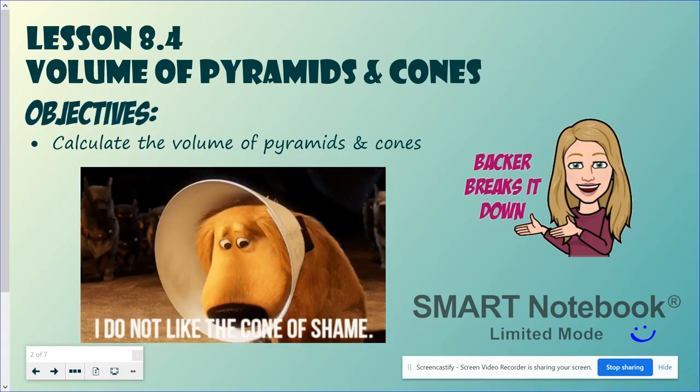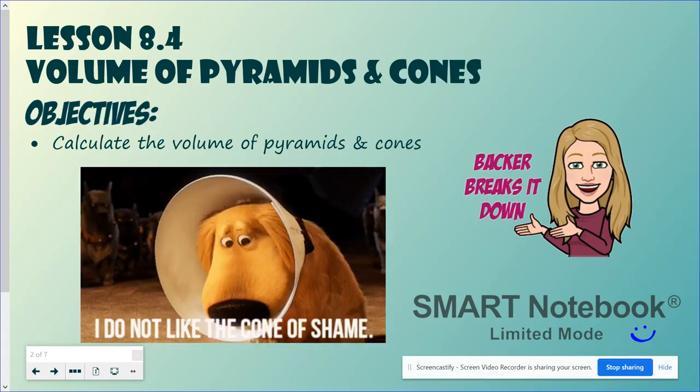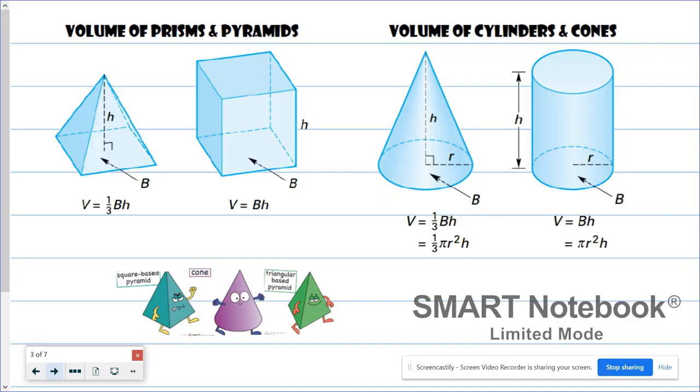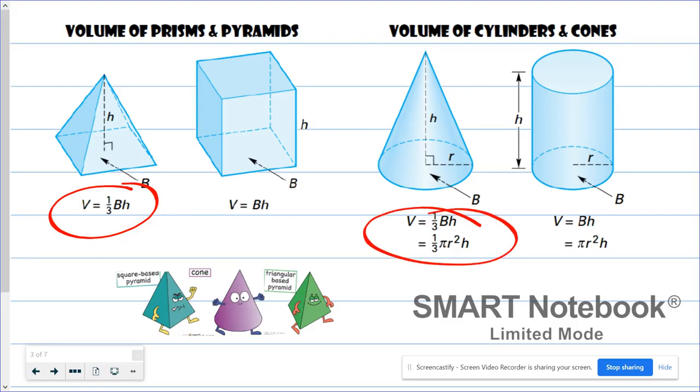So, we just derived the formulas for pyramids and cones. This is what we came up with. Using the volume of a prism, we were able to discover that the volume of a pyramid is simply 1/3 the volume of a prism. So, volume of a pyramid is 1/3 area of the base times the height. Volume of a cone, very similar. It's 1/3 the volume of a cylinder. So it is also 1/3 area of the base times the height, but even more specifically, it is 1/3 pi r squared times h. So let's apply these formulas.